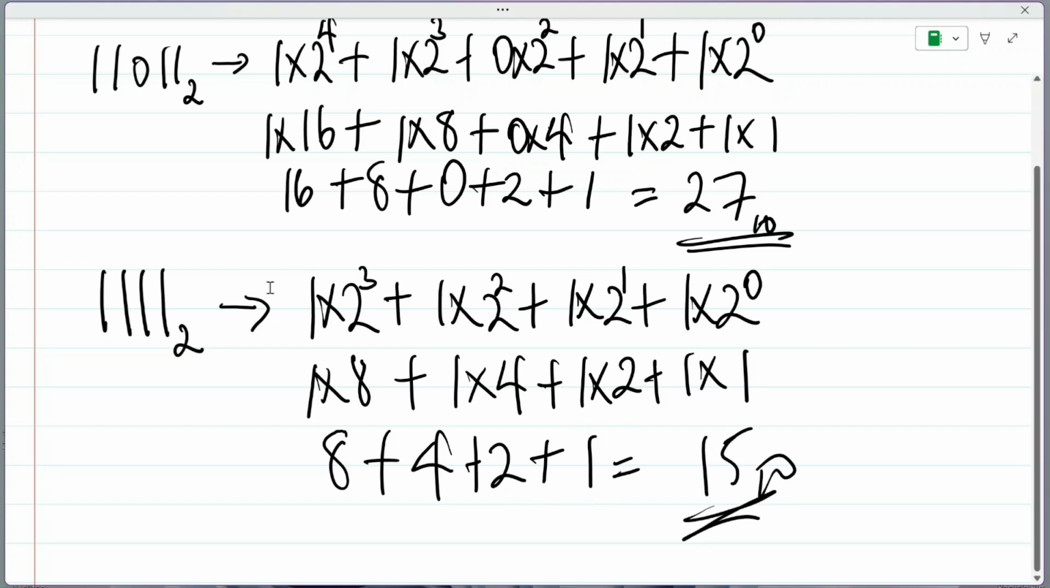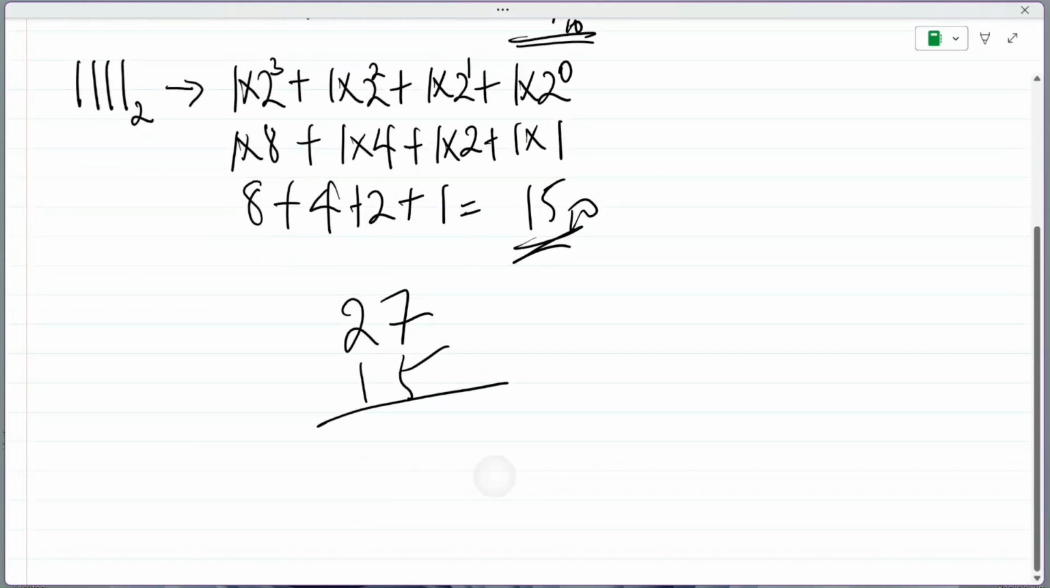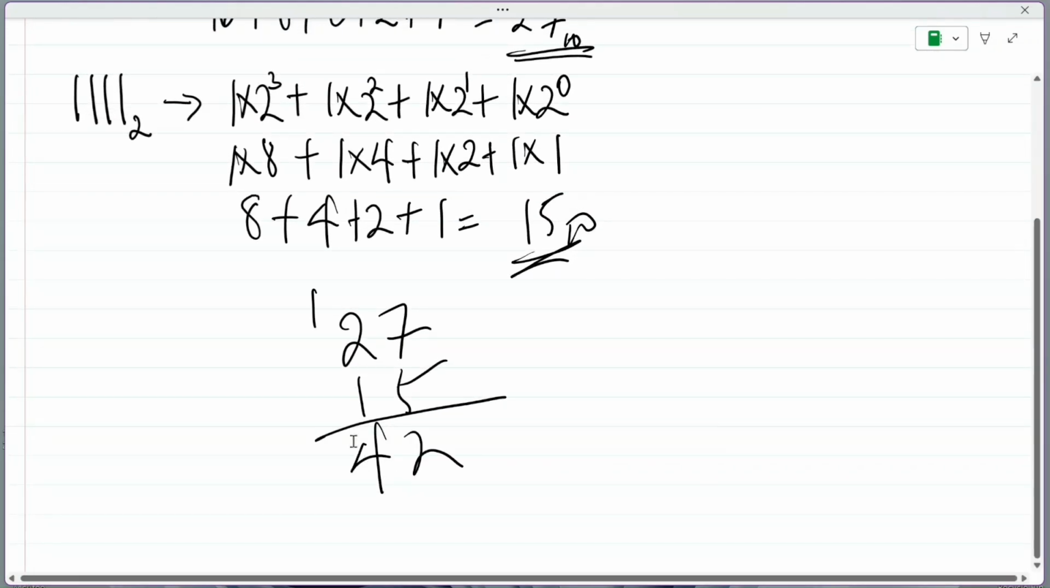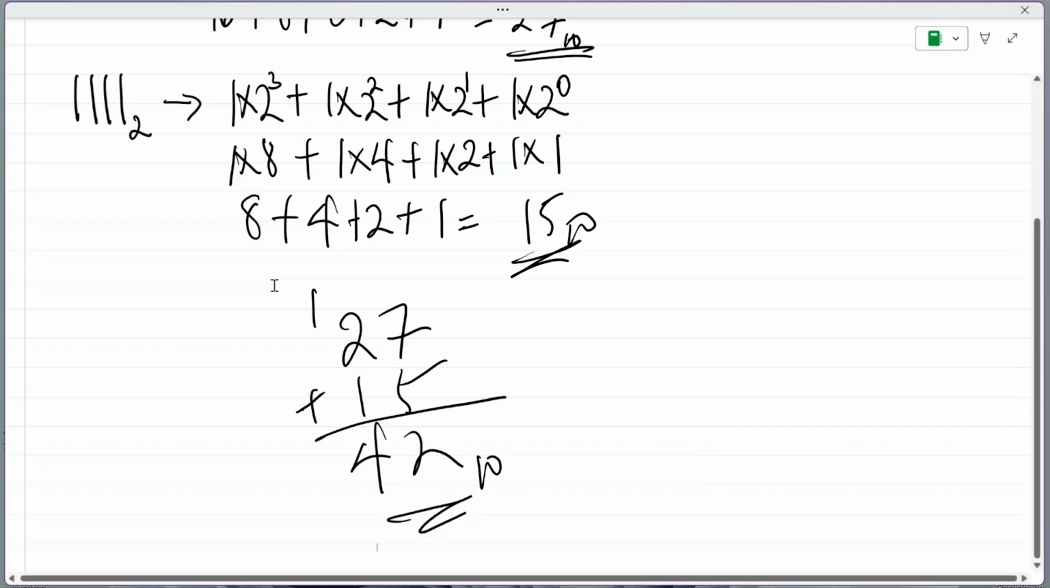Because we have converted both of them to base 10, we'll now add them together in base 10, then convert our answer back to base 2. So we have 27 plus 15. We add them together, you get 42. Therefore, 27 plus 15 in base 10 is 42 base 10. Note, we're given the question in base 2, and our result is therefore wanted in base 2. So we'll convert 42 from base 10 to base 2.